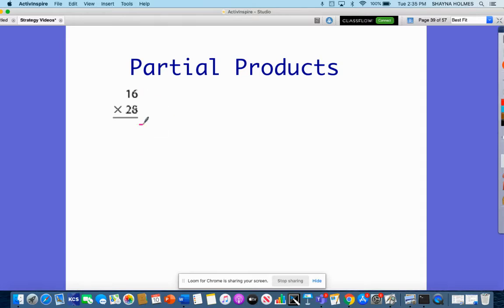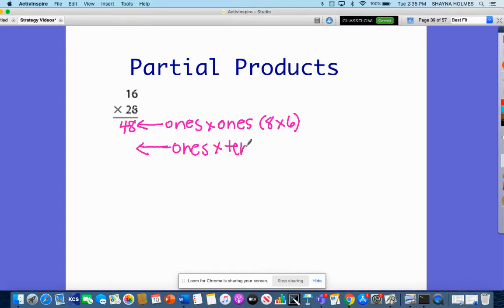So what I'm going to do first is multiply my ones times my ones. So that would be 8 times 6, and I'm going to get 48 here. Okay, so then next, I am going to multiply my ones by my tens. So the ones I have is 8 times the tens up here, which would be 10. So that's 80.